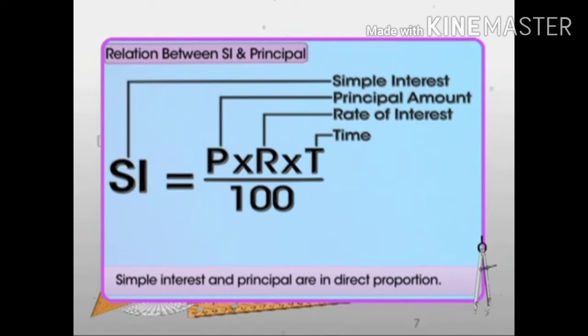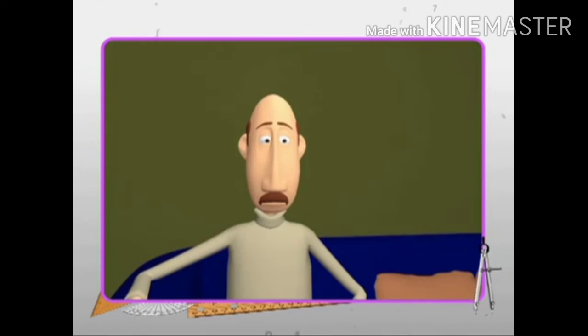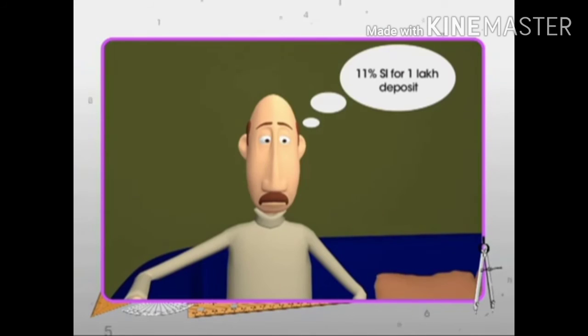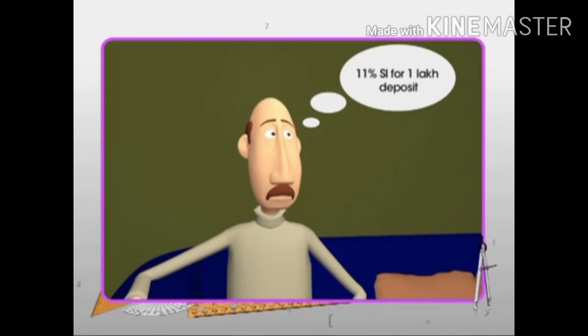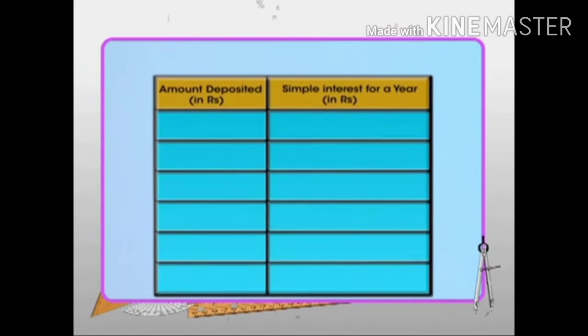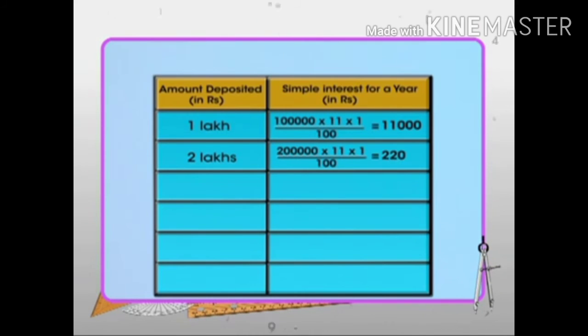Clearly, the two quantities SI and P are in direct proportion. For a deposit of 1 lakh and above, the bank offers 11% simple interest per annum. So, if the amount is 1 lakh, then the amount of interest earned will be 11,000 rupees in a year. For an amount of 2 lakh rupees, interest earned would have been rupees 22,000 and so on.